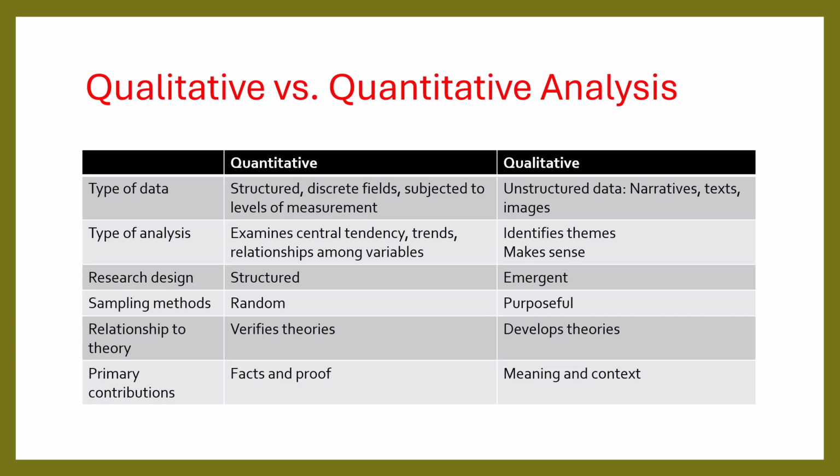So with quantitative analysis, we're working with structured data, discrete fields, things that we can subject to different levels of measurement. With qualitative analysis, we're working with unstructured data: narratives, texts, images, videos, audio recordings, and so forth. With quantitative analysis, we are using tools like central tendency, trends, relationships between variables. With qualitative analysis, we are trying to identify common themes among stories, among, again, images, trying to understand a phenomenon.